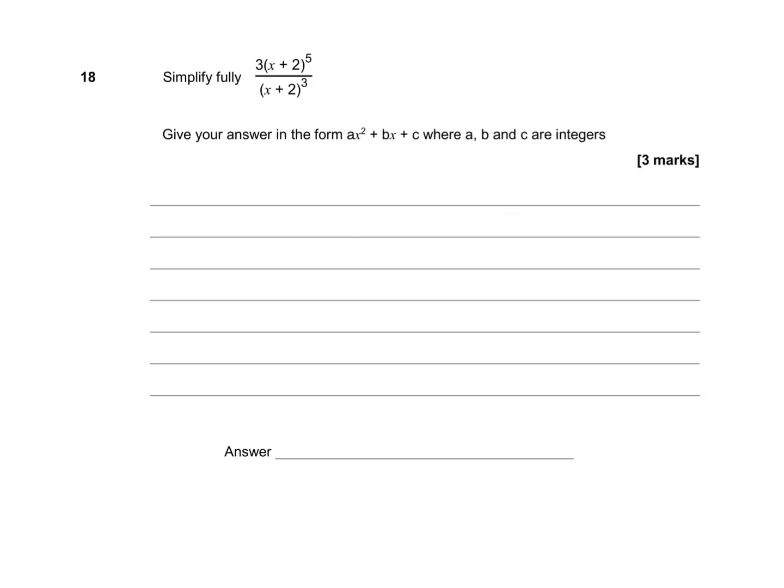For question 18, we've got some very, very nice algebra here. Simplify fully 3(x + 2)^5, all divided by (x + 2)^3. Give your answer in the form ax squared plus bx plus c, where a, b, and c are integers. I think it's quite a nice question.